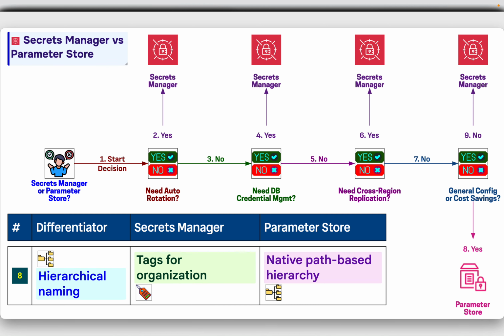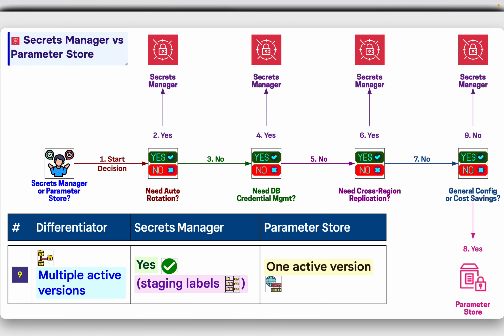Hierarchical naming. Secrets Manager uses tags for organization. Parameter Store supports native path-based hierarchy. Multiple active versions. So Secrets Manager supports multiple active versions via staging labels. Parameter Store has only one active version.